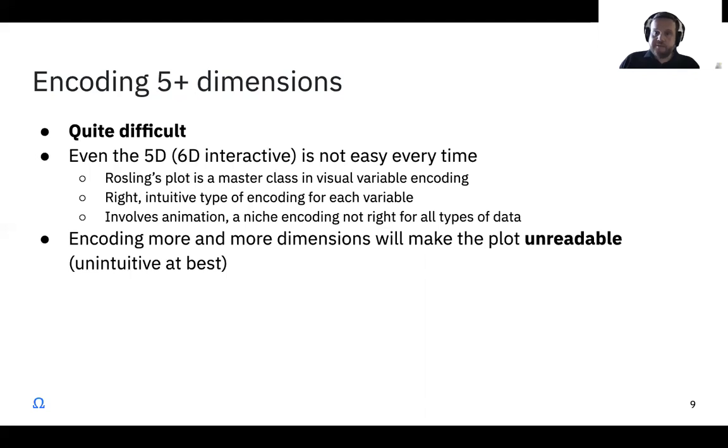So even 5 to 6D is quite difficult already. And encoding more and more dimensions visually will make the plot unreadable, or at best very unintuitive, and you would really have to go over each individual glyph, decode each individual glyph, so that completely destroys your ability to visualize larger data.